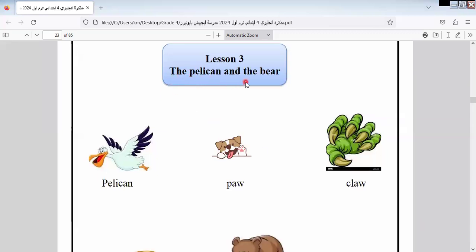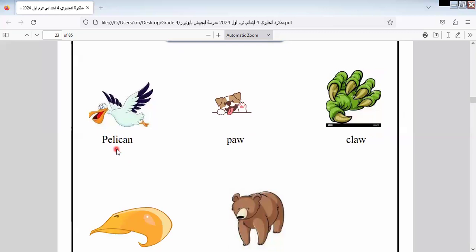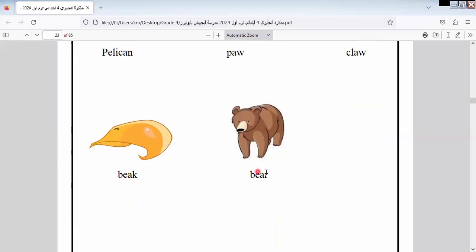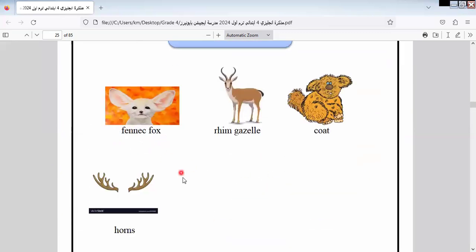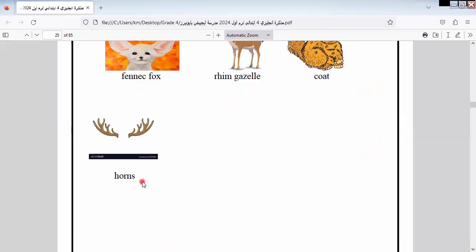Here we use the pelican and the pear. We know this story: pelican, cow, cloud, beak, and pear. In this unit, we know this vocabulary: Phoenix, fox, Reem Ghazal. I think in this lesson we talk about Reem Ghazal and know more about this animal, how this animal lives and how it adapts to its habitat and so on. Coat, horns, and so on.